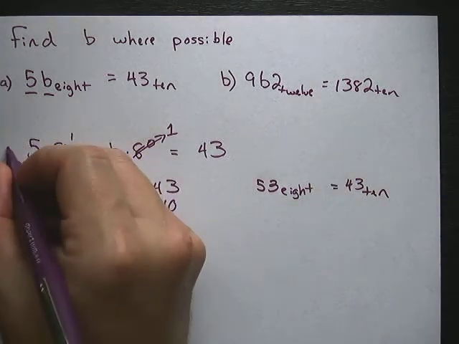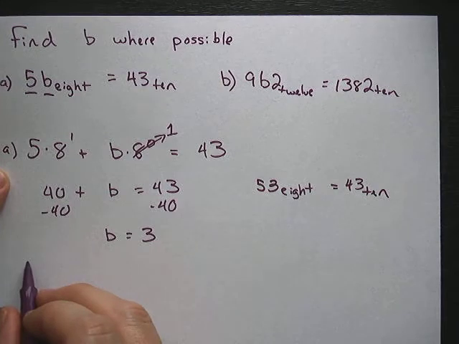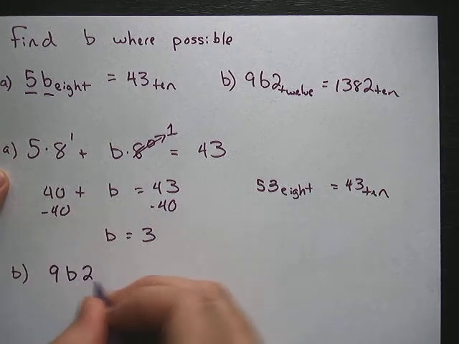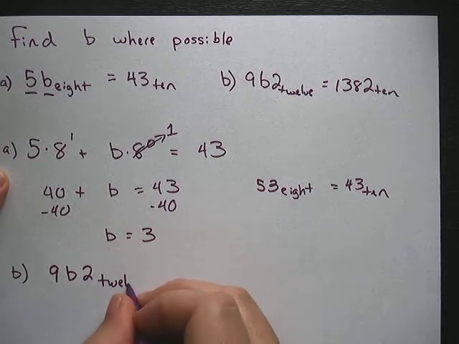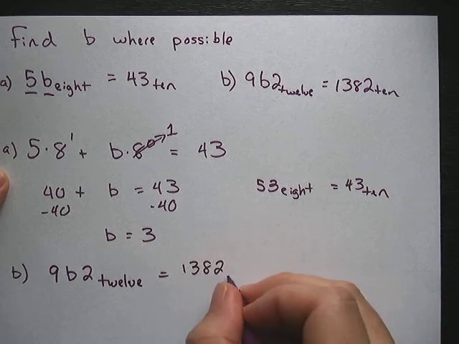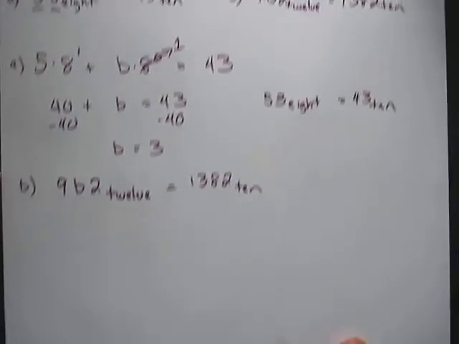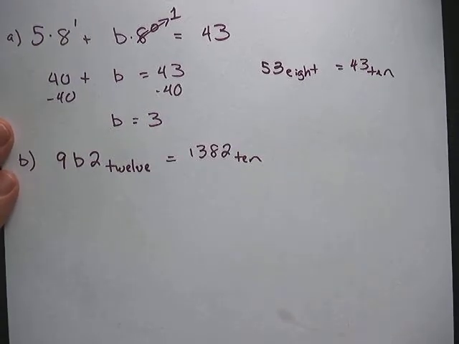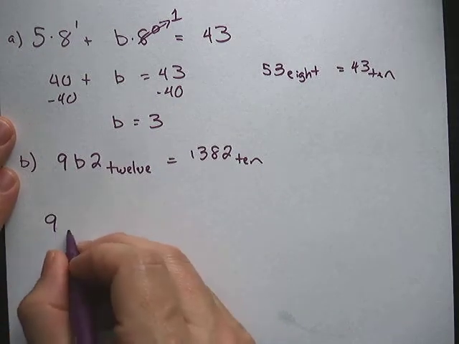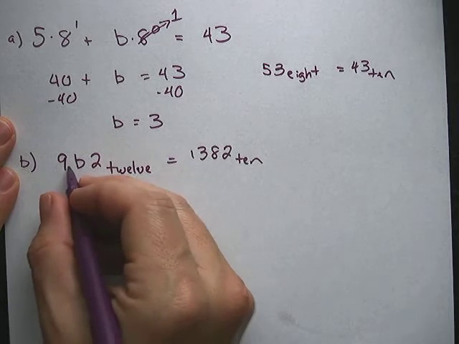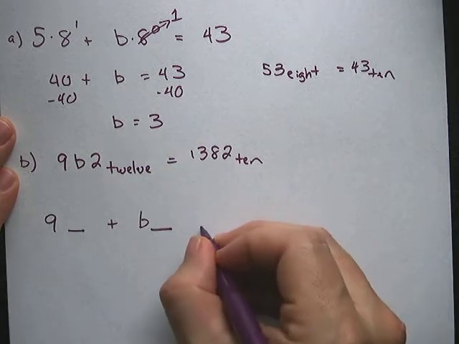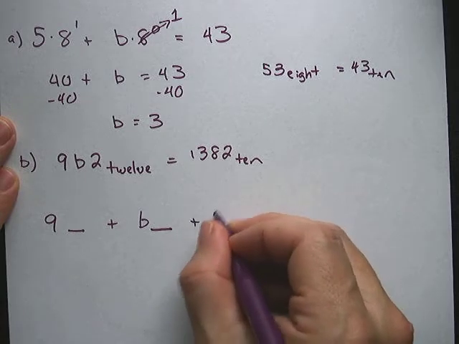Okay, so that was A. Let's look at B. B says we have 9b2 in base 12 equals 1,382, which is in base 10. Okay, so just like we did last time, we need to set up these digits. I'm going to write it out this time. So our first digit is a 9 there, plus our second digit is a b, and our third digit is a 12, or a 2, excuse me.